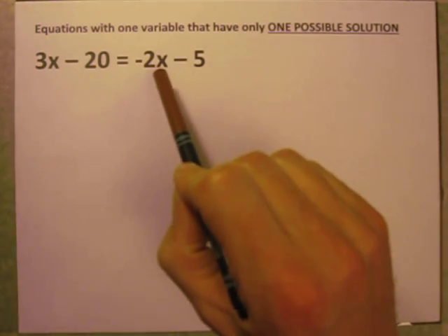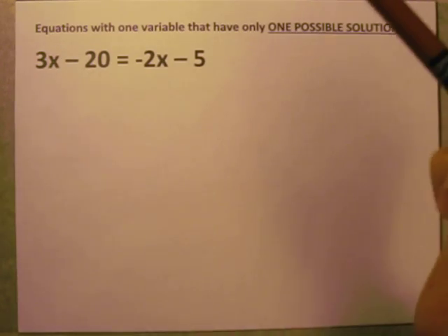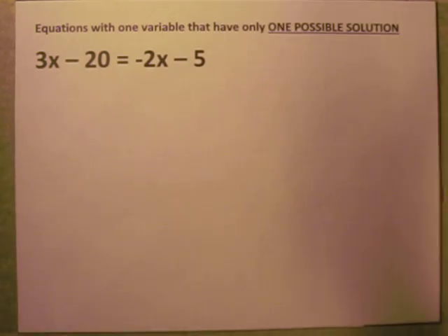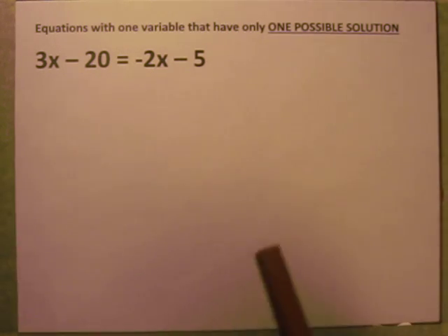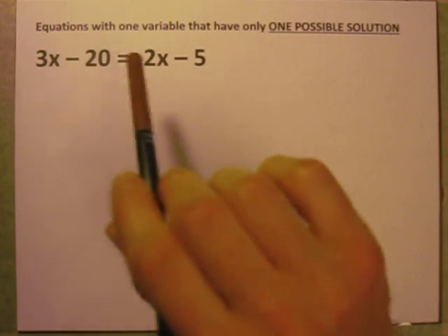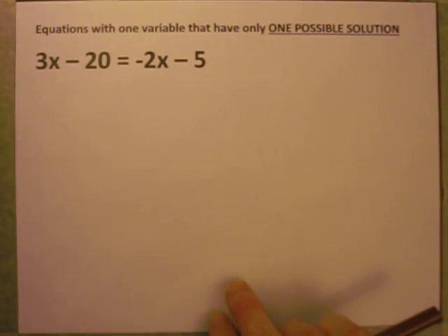So in this equation here, 3x minus 20 is equal to negative 2x minus 5. You see that there is just one variable. There's the letter x on both sides, but there are no other letters, no y's, no z's, just that one variable. And of all the infinite numbers out there, there is only one number that can go in for x to make this equation true. So I'd like to show that to you.